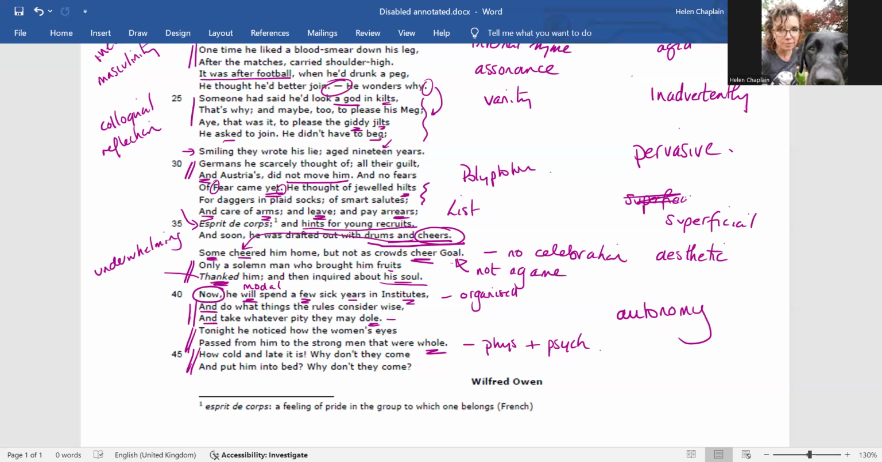Why don't they come? Those questions, we can say they're rhetorical questions in terms of why don't they come? They need to come now. But also, he's accepting his fate. He just needs to be put into bed. He doesn't want to be here anymore. He wants to turn off for another day. It's also maybe thinking about the end of his life. What use does he think he is now? Why don't they come and just switch him off, as it were?